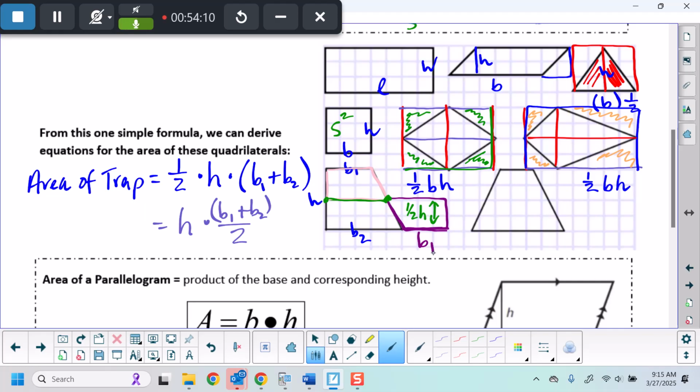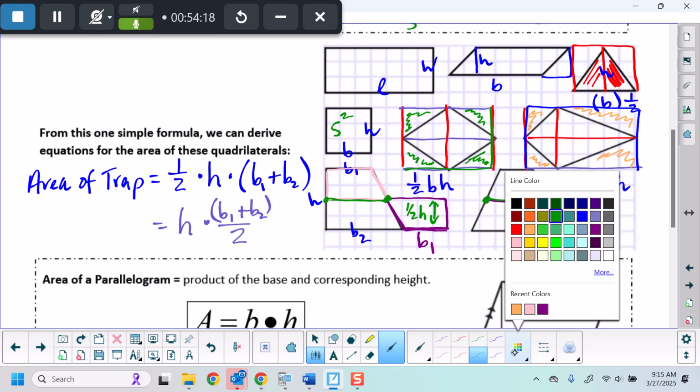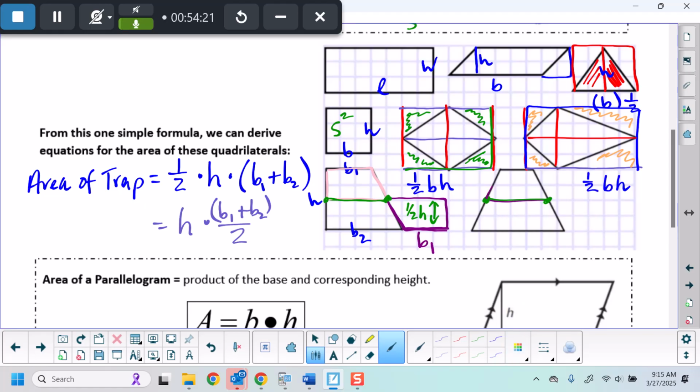You can do that with any trapezoid. Find the middle of it. Find the middle of it. Take the trapezoid on top. Rotate it around that point. And you'll notice that my height here is cut in half. Here's half of the height.